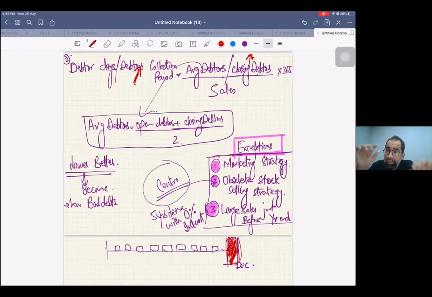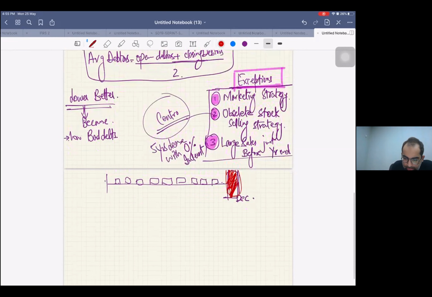Throughout the whole year, debtors were lower, and the debtor days were also lower. But just because of the year end one off event, this happened. So do not criticize management for this. Management is not guilty for this. Okay, so now these are the exceptions. These are the exceptions for debtor days. Don't forget exceptions.